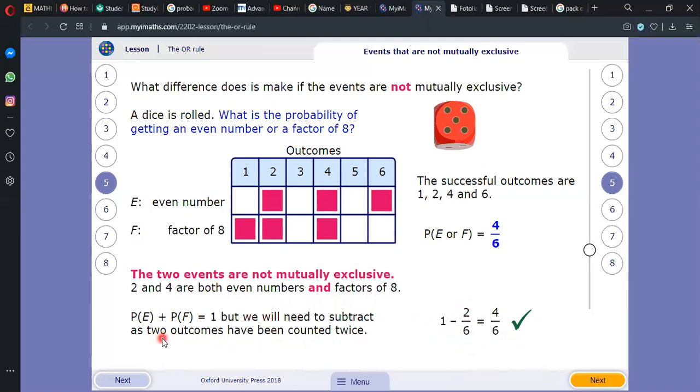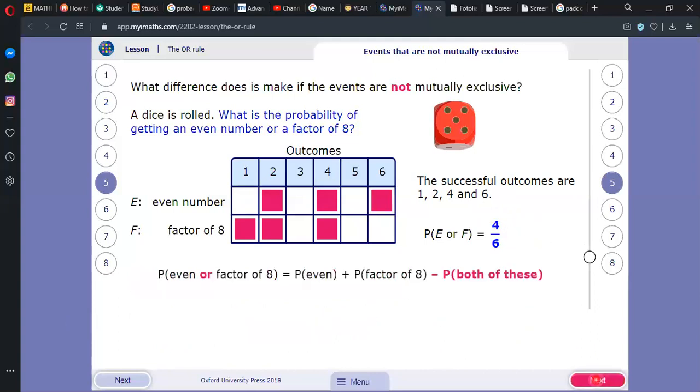Because we know we have two outcomes that are common. Okay? So that simply means that the probability of those two outcomes that are common is definitely 2 over 6. When we subtract that from the addition we had before, which is 1, that is definitely 4 over 6, which is the same as the answer we got initially when we did it together.